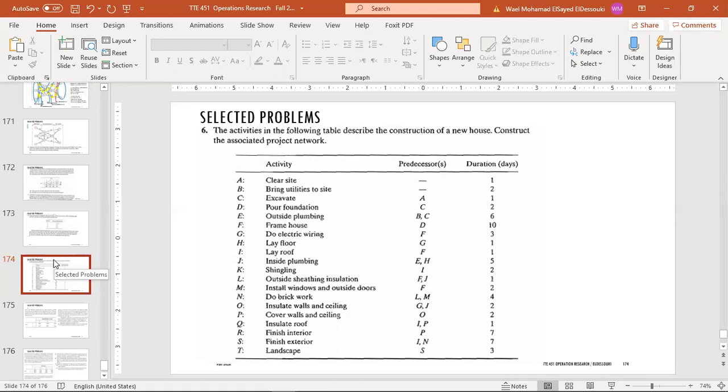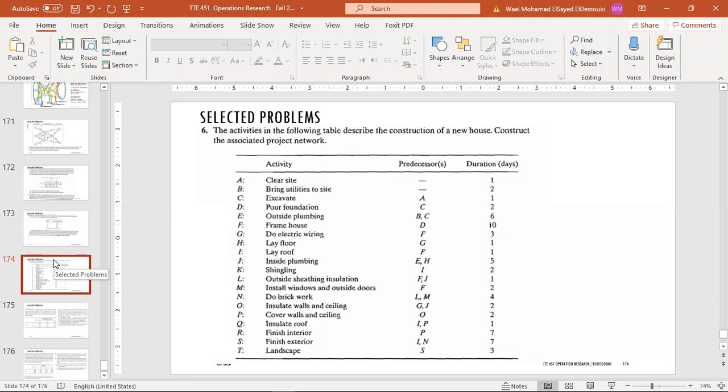R, finish interior, 7 days. S, that's finishing exterior, 7 days. And landscaping is 3 days. What else? K, that's shingling, 2 days. N, that's doing brickwork, that's 4 days. And H, laying floor, that's 1 day. Okay, we can start now.